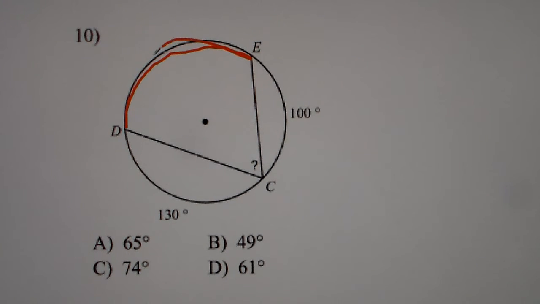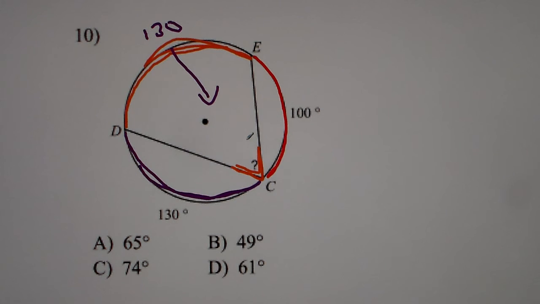In order to find this angle, we have to find that orange arc first. EC is 100, which is highlighted in red. DC is 130, which is highlighted in purple. 360 minus 100 gets you 260. 260 minus 130 gets you 130. 130 divided by 2 gets you 65. So angle A is 65.